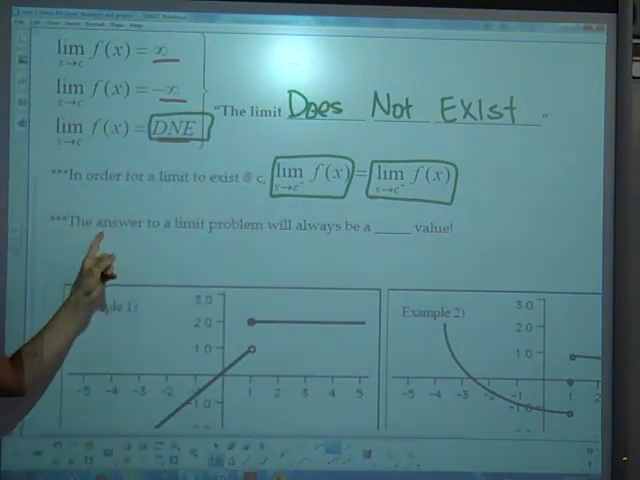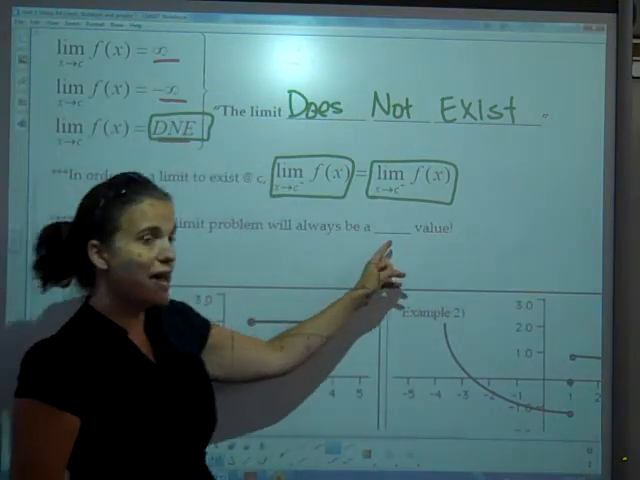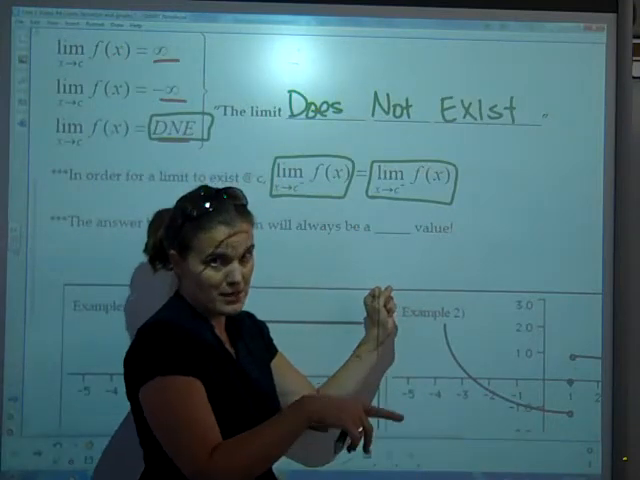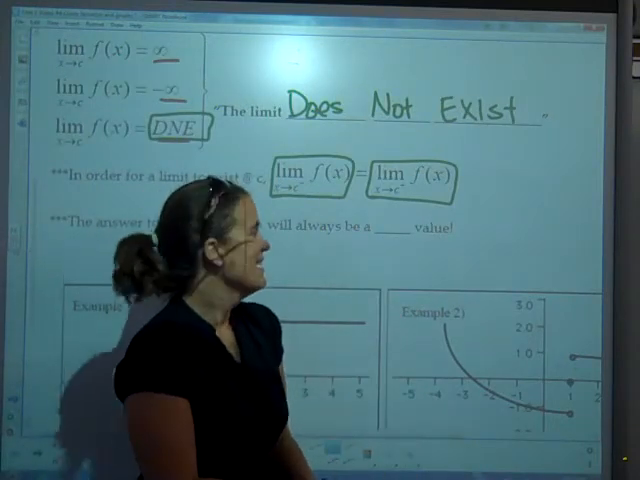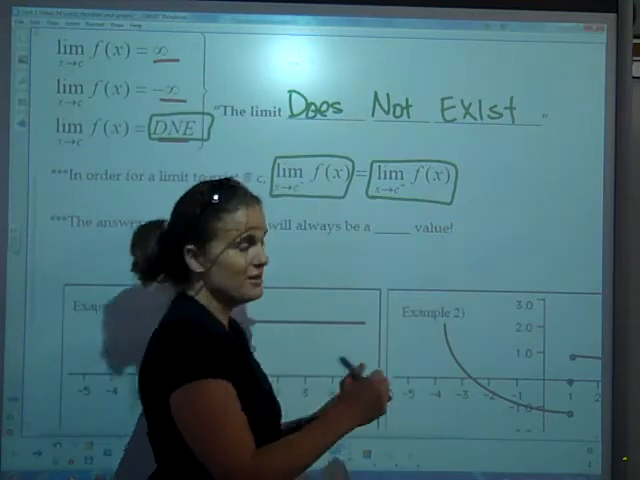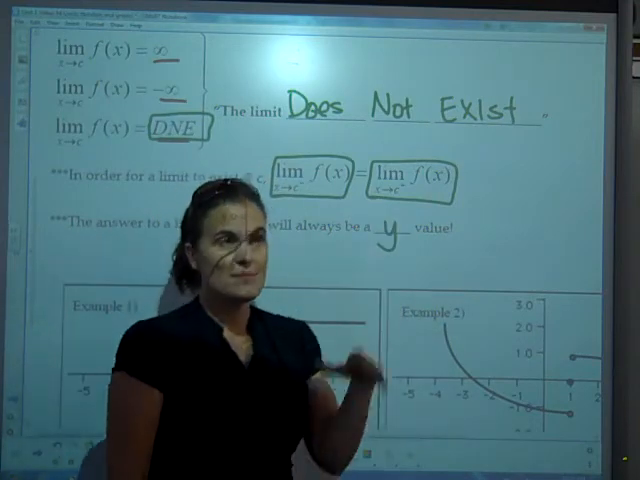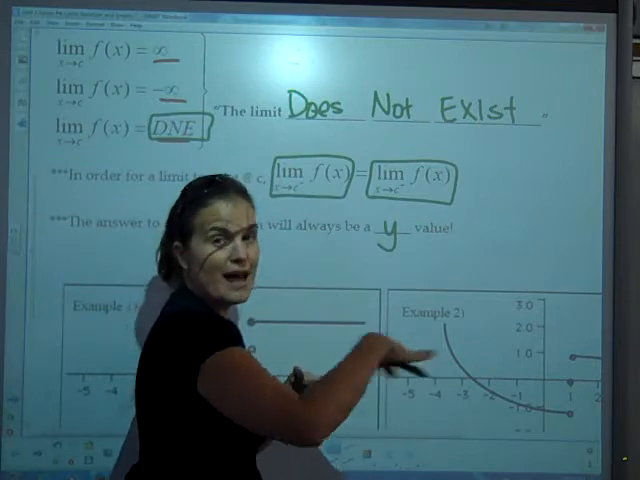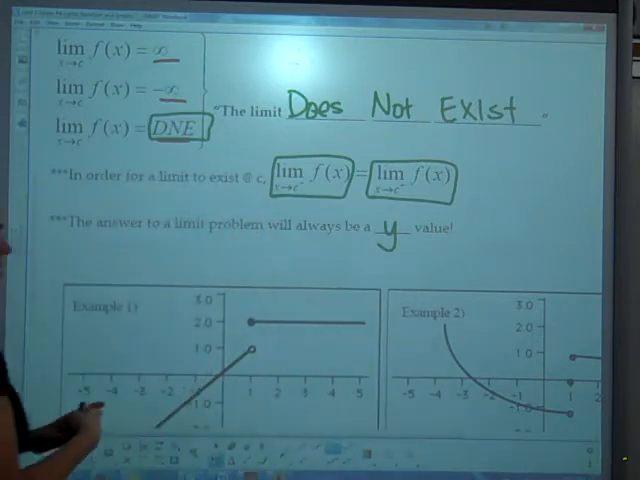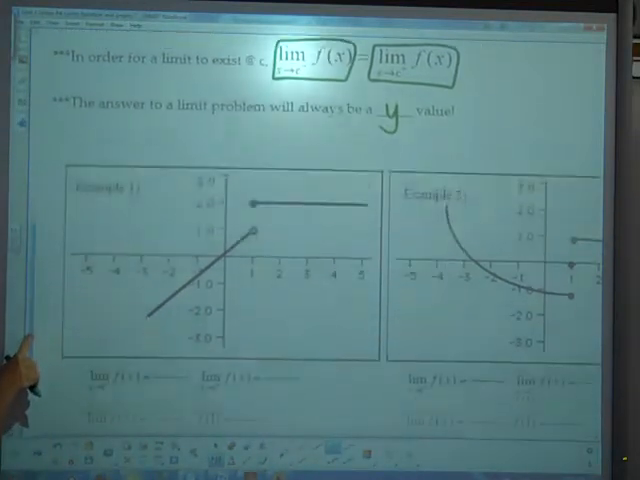Okay. Again, one last time, the answer to a limit problem will always be a blank value. Pause, write it in, see what you think. The correct answer on that is a y value, right? An output, a dependent variable. You're never answering an x value. The x value is where you're approaching. Okay, that will be written in the problem.